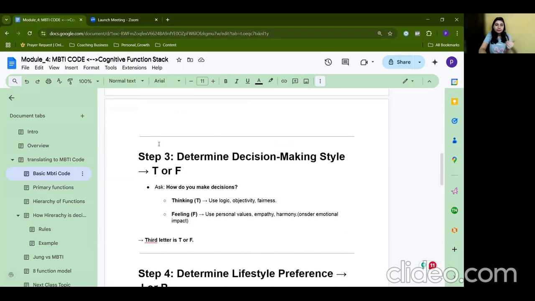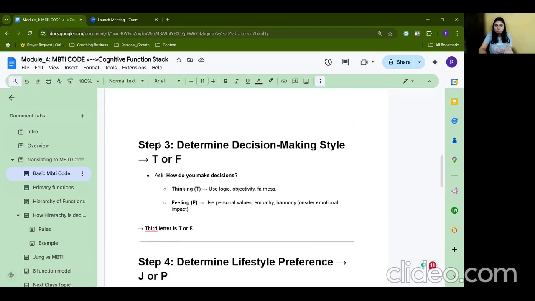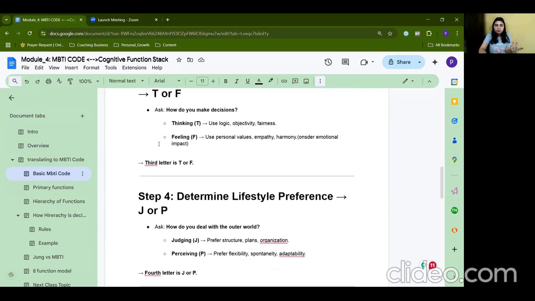Now, the third letter determines your decision-making style, T versus F. How do you make decisions? Do you tend to use logic and objectivity? Then you might be a thinking type. Or you tend to prioritize making decisions based on your personal values. You tend to consider the emotional impact of a situation. Then you might be a feeling type. All right, so that's your third letter, T or F.